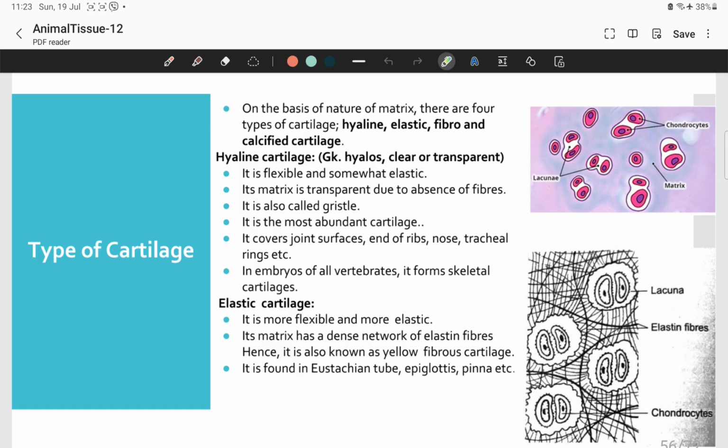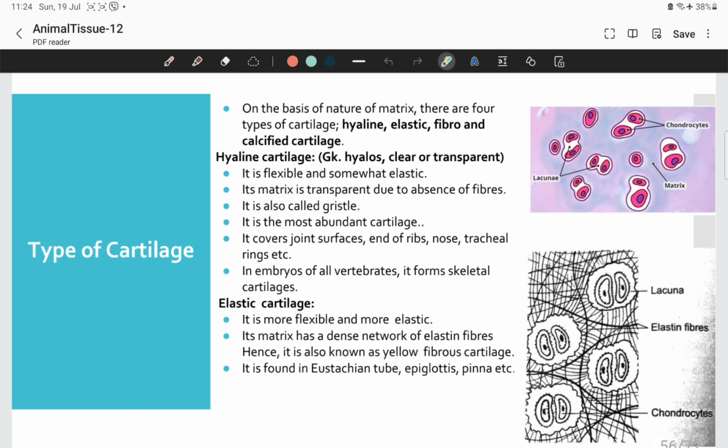The next we have is elastic cartilage. As the name suggests, it has fibers now, and the name of the fiber is elastin fiber, which is yellowish in color. So it is flexible as well as elastic. And since it is made up of elastin fiber, which is yellow in color, that's why it is also known as yellow fibrous cartilage. And it is found in the eustachian tube, in our internal ear, and the epiglottis.